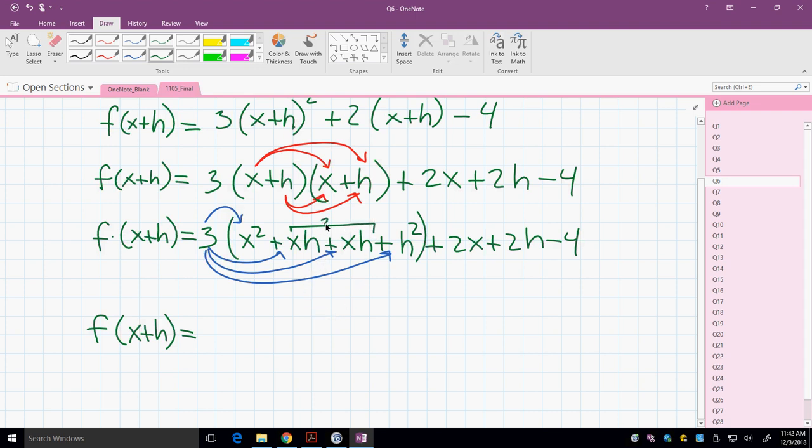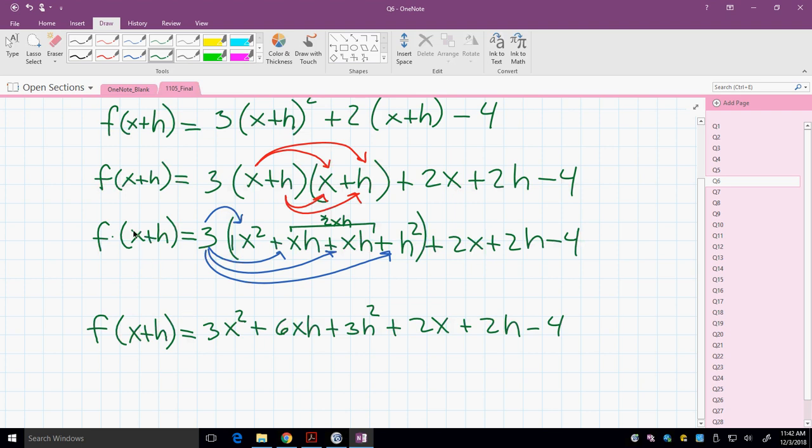So I'm going to have 2xh, and then I'm going to multiply by the 3. So 3 times 1 is going to give me 3x squared, plus 3 times the 2 here, so it's going to be 6xh. And then 3 times h squared is going to give me 3h squared, plus 2x plus 2h minus 4.